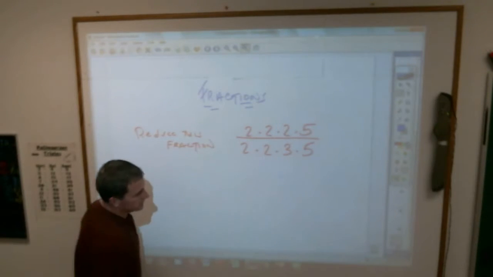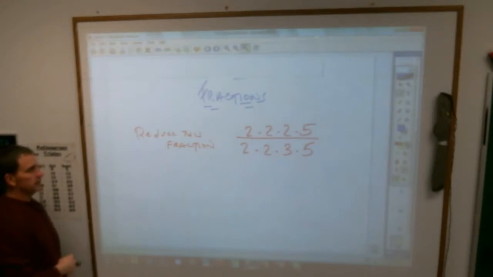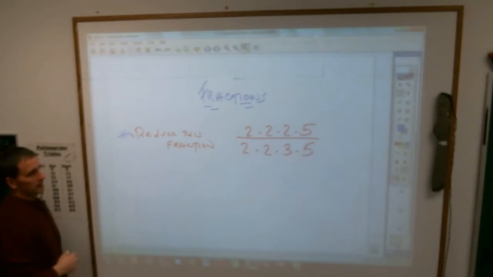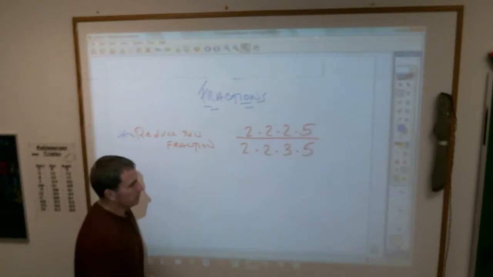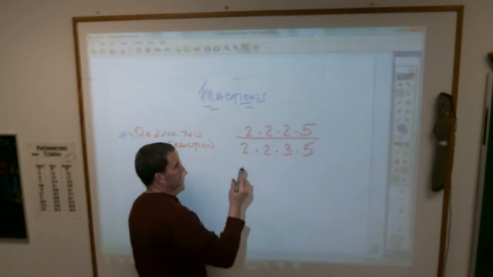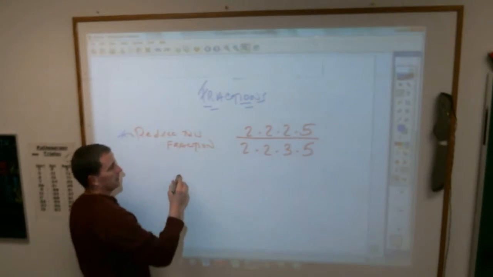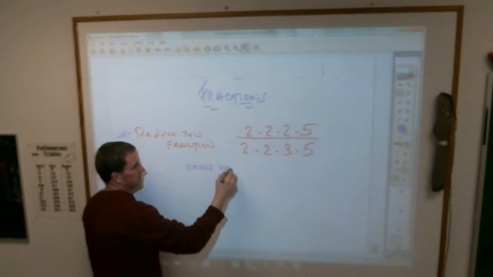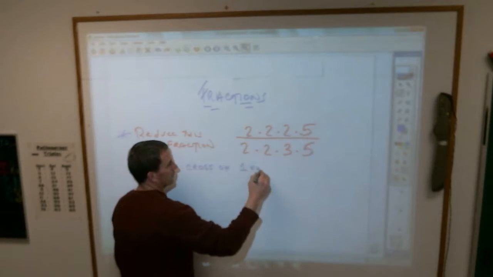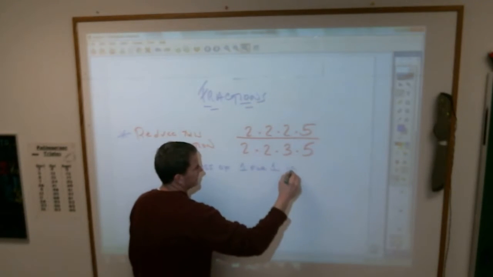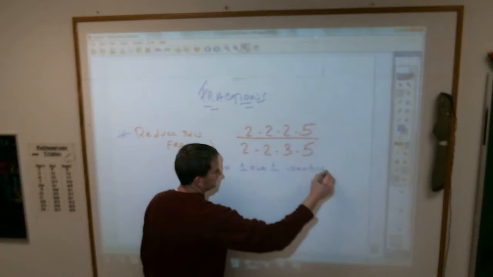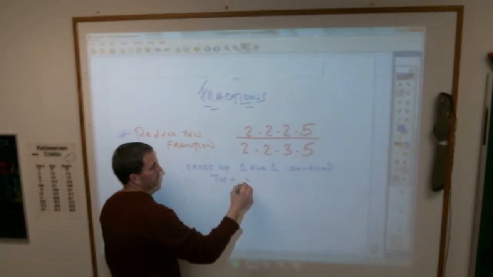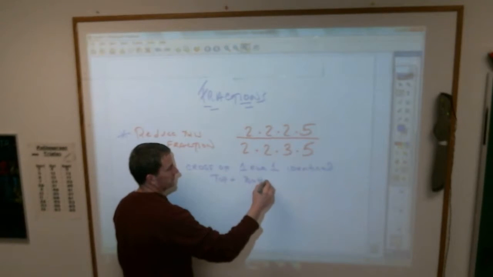When you see this, ladies and gentlemen, actually it's just gentlemen today, believe it or not, what you can do here is, I should write this down, you can cross off 1 for 1 identical top and bottom factors.